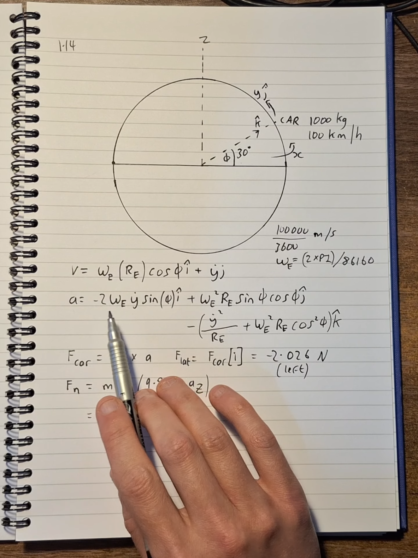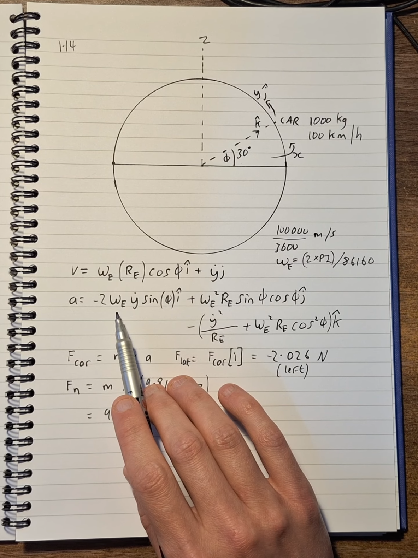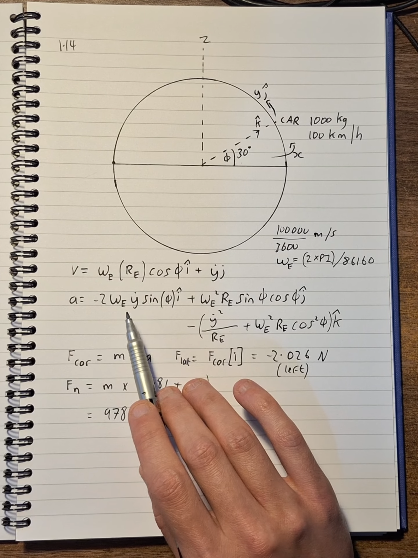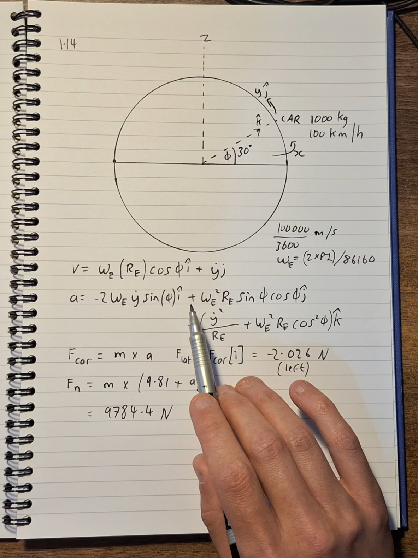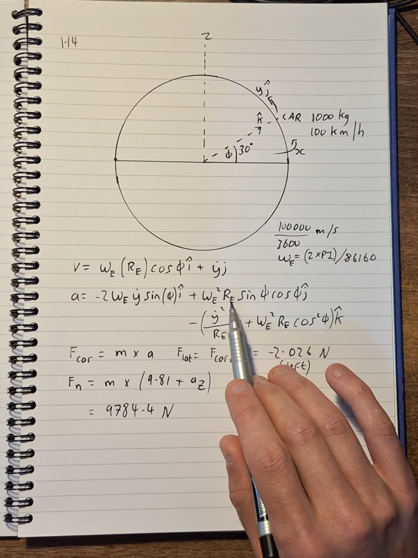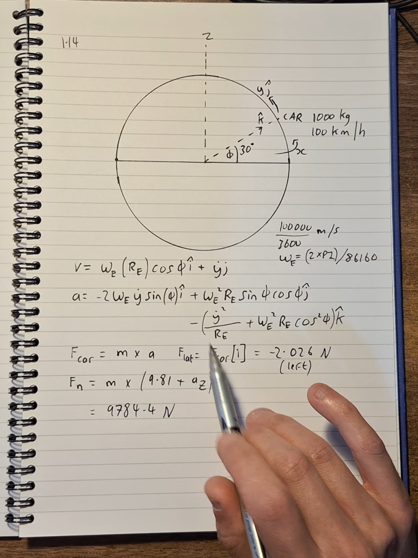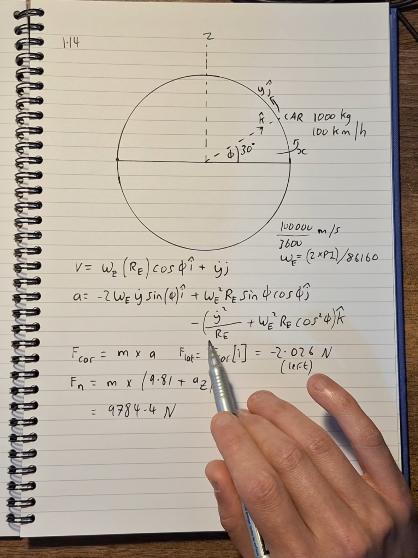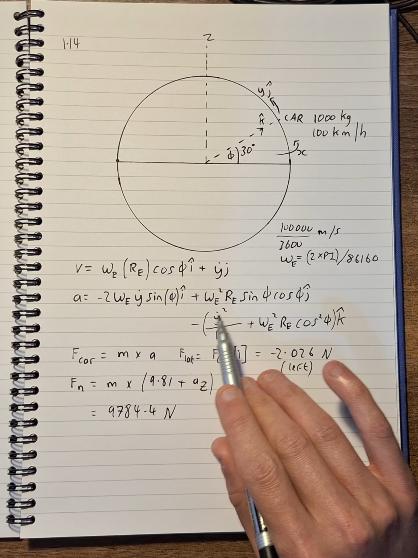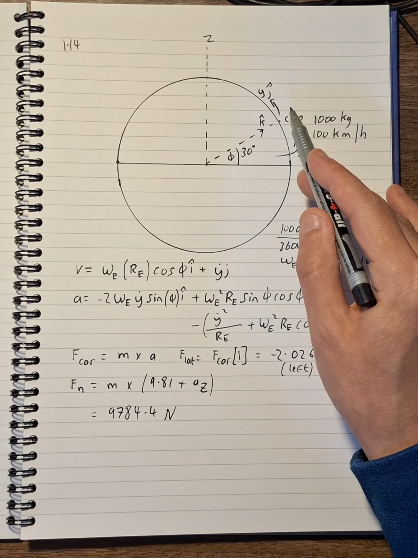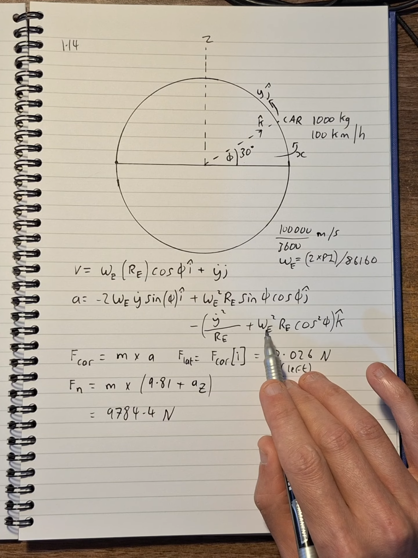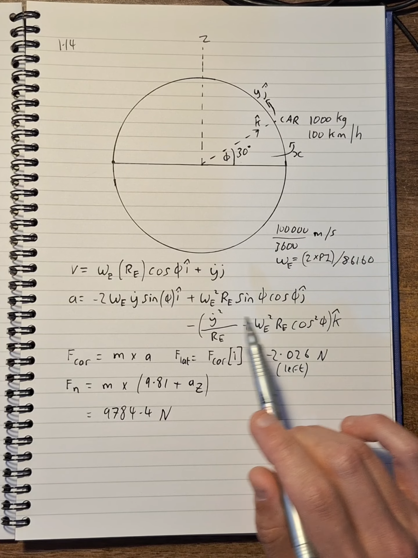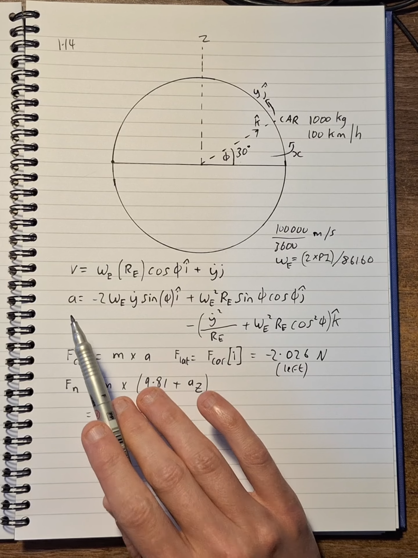The acceleration is minus 2 times the angular velocity of the Earth times the velocity of the vehicle times sine phi i, plus the angular velocity squared times the radius of the Earth times sine phi cos phi j, minus the velocity of the car squared divided by the radius of the Earth, the vertical velocity component, this bit here, plus the angular velocity squared times the radius of the Earth times cos squared phi. When you plug all that in, you get a value for a, well, a vector.